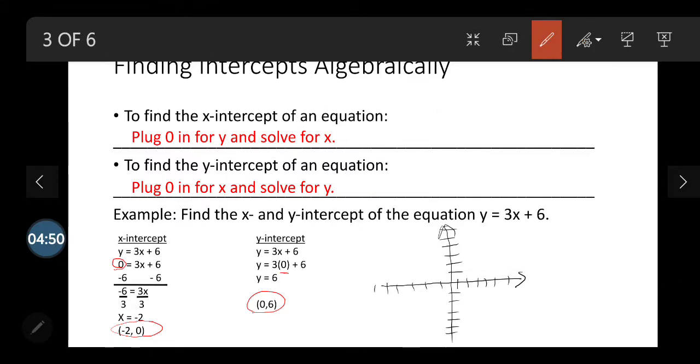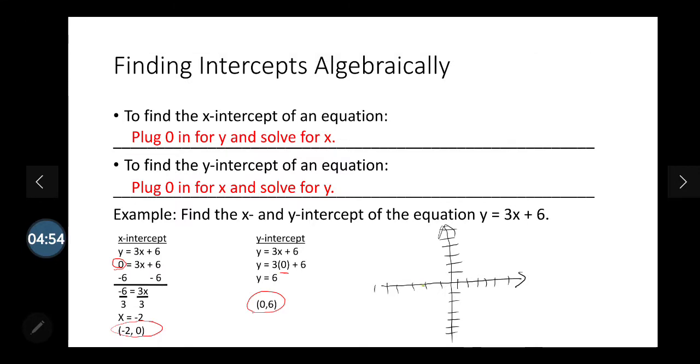Okay. So for my x-intercept, x is negative 2, y is 0. And for my y-intercept, x is 0 and y is 6. 1, 2, 3, 4, 5, 6. I'm going to try to draw a straight line. And that would be my graph using the x-intercept and y-intercept.